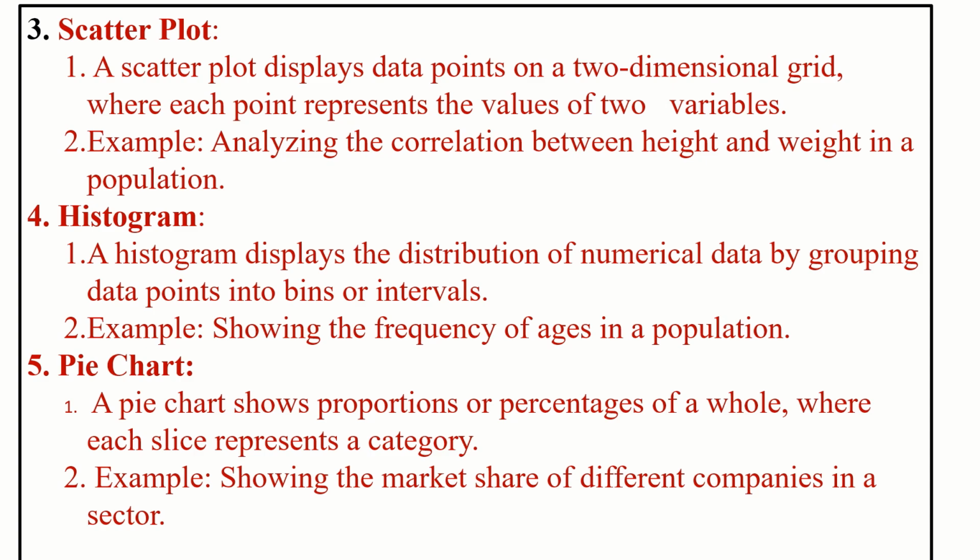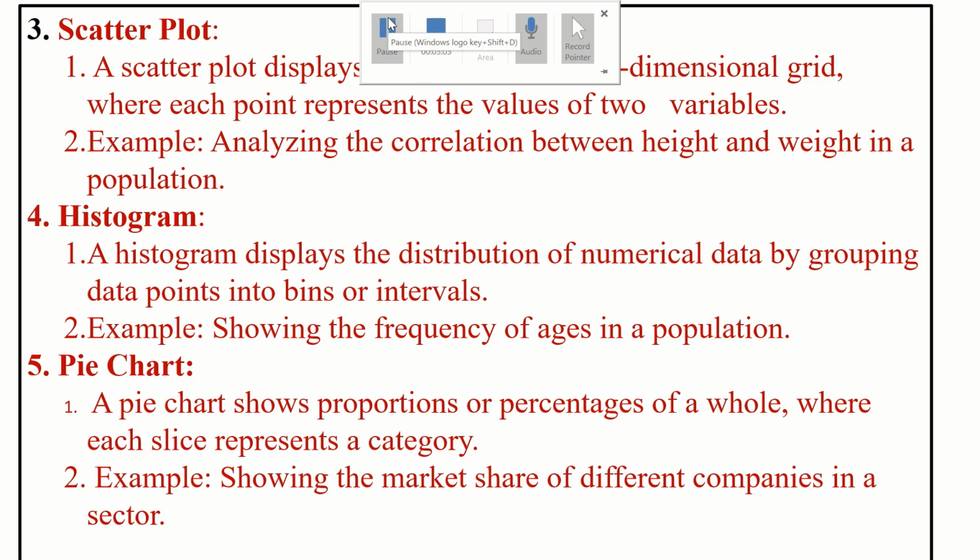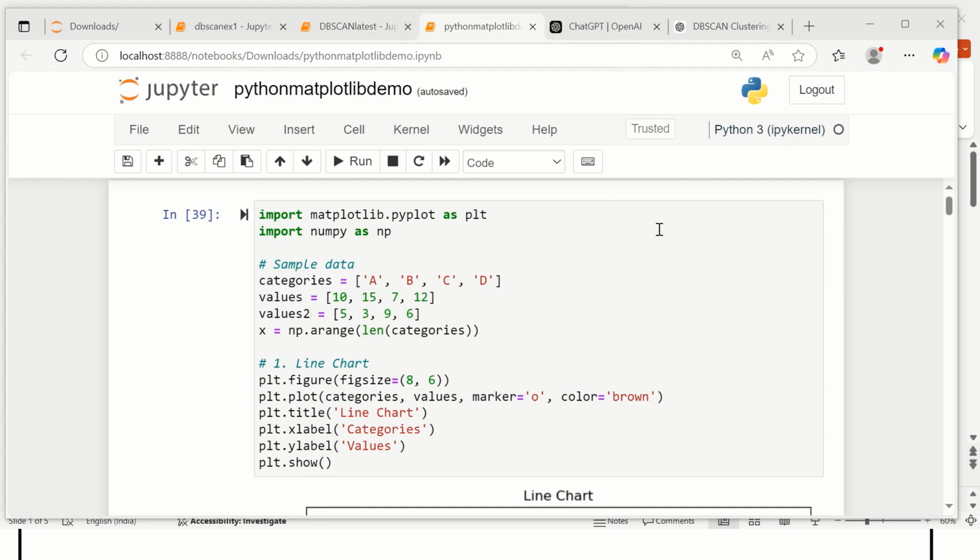Apart from that, we have the heat map. A heat map is used to explain the correlation between the variables. In the same manner, we have the box plot. The box plot is used to identify the outliers. Now we will see the demo for the plots we discussed so far.